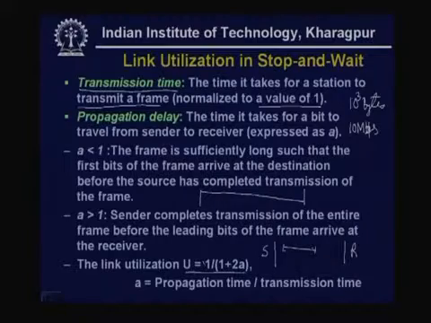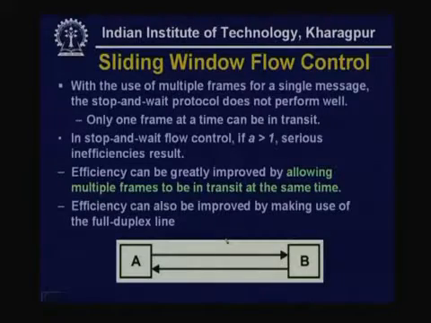So, we can see that whenever we are communicating over a long distance, there is a possibility of inefficient utilization in case of stop and wait flow control. On the other hand, when the propagation time is small, then the utilization will be better. And this problem can be overcome by using sliding window protocol.